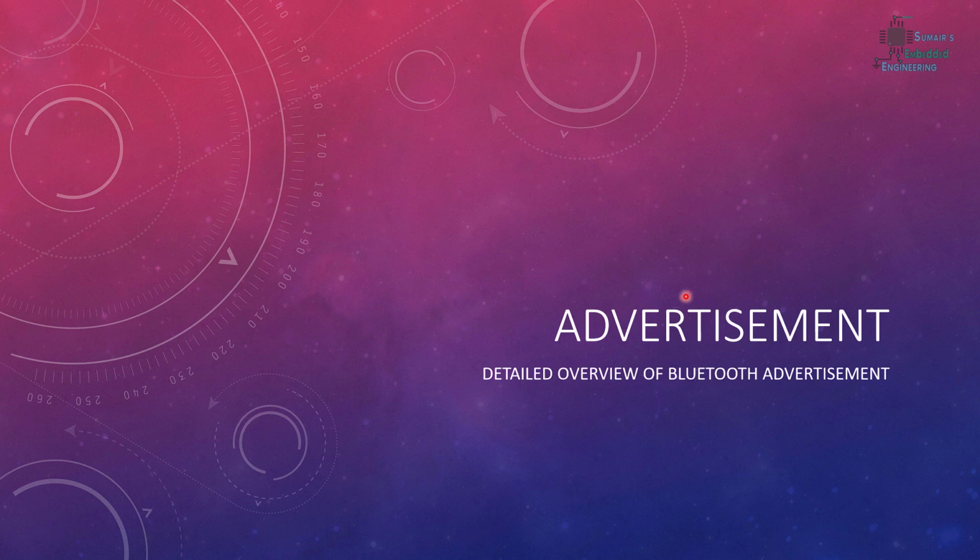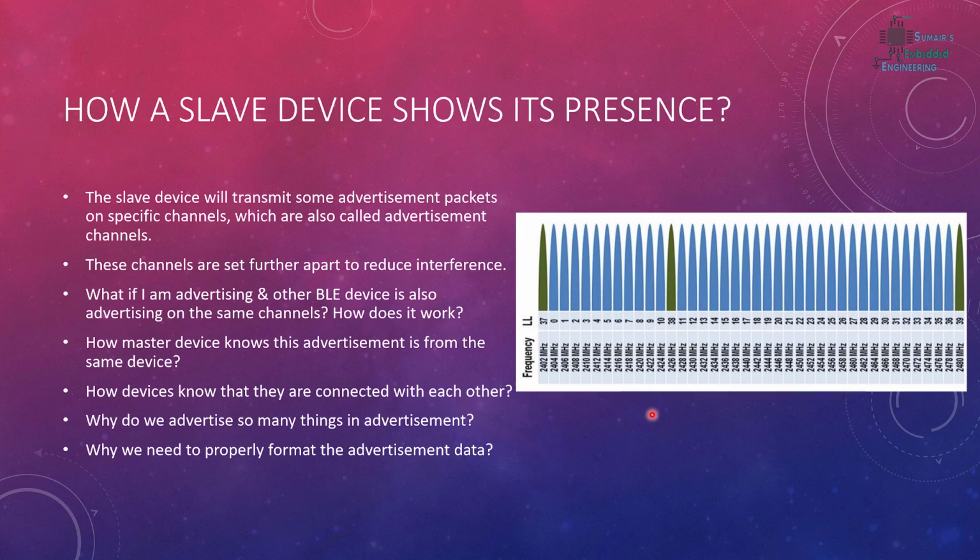Let's first start from the basics. How does a slave device show its presence? If a slave device is there, how do the other devices know about it? A master device is scanning for the advertisements, and as we know, the advertisements are present on specific channels. For example, this one is channel 1, channel 2, and channel 3. They are apart in terms of frequency so that there is no interference among them.